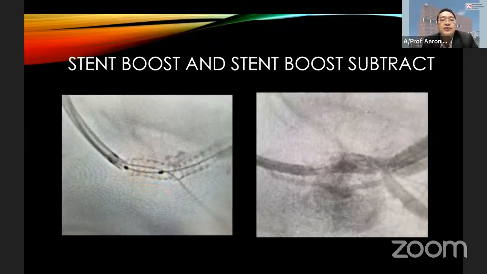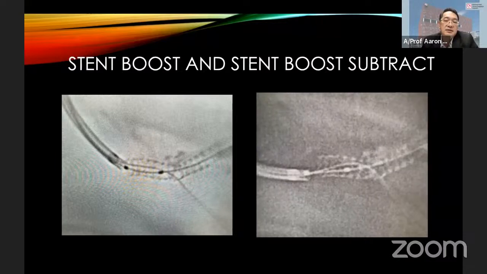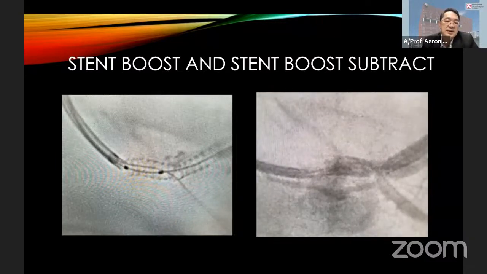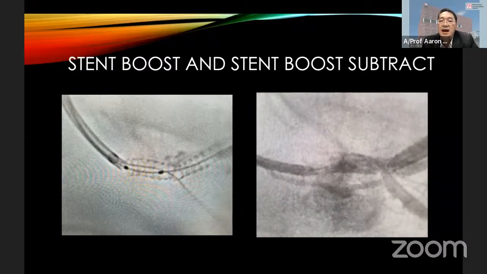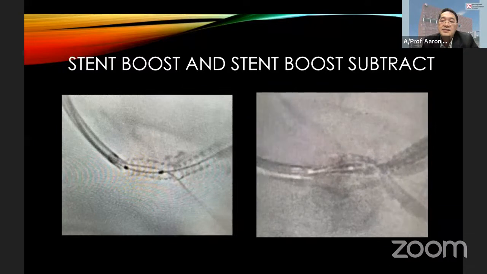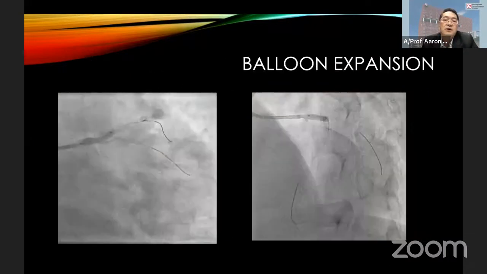So this is stent boost and stent boost subtract that you can use to assess whether the stent is expanded. In this case, on the left-hand side, the stent is quite well expanded. And this is to see whether the stent is undersized. In the left main, the stent boost subtract can tell you that the stent actually is at the side of the vessel wall.